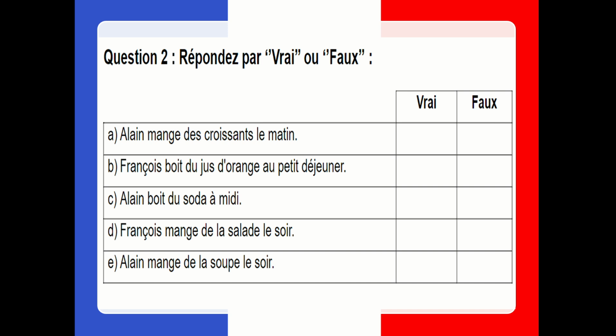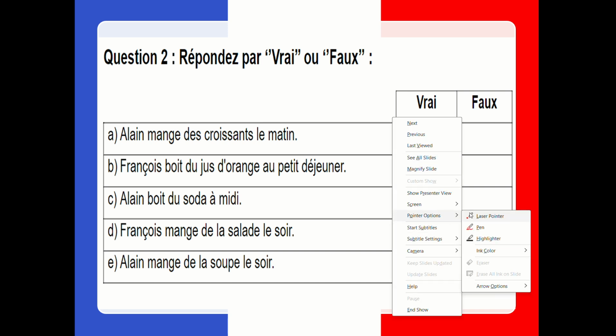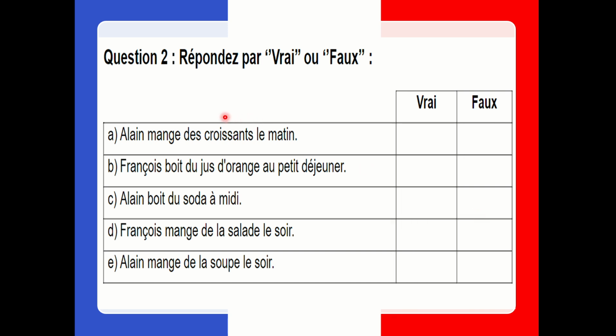On passe à la deuxième question. Répondez par vrai ou faux. True and false. Vrai means true and faux, it is false. Again, from the text, it is always comprehension de l'écrit.